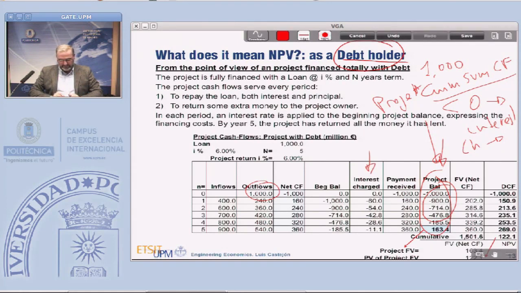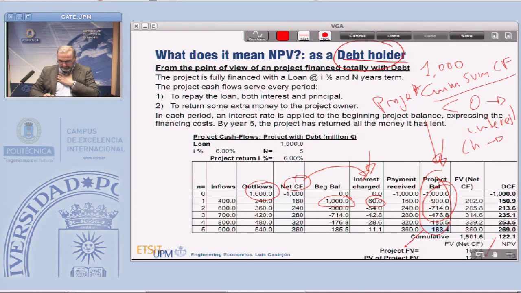Later this project will be generating net cash flows, and with those net cash flows we will be paying, on one side, the interest charged, because we are borrowing money from the bank, and every amount at the start of the year will be charged interest. This is this formula: 6% times the beginning balance of the project, which is 1,000, is 60 euros.